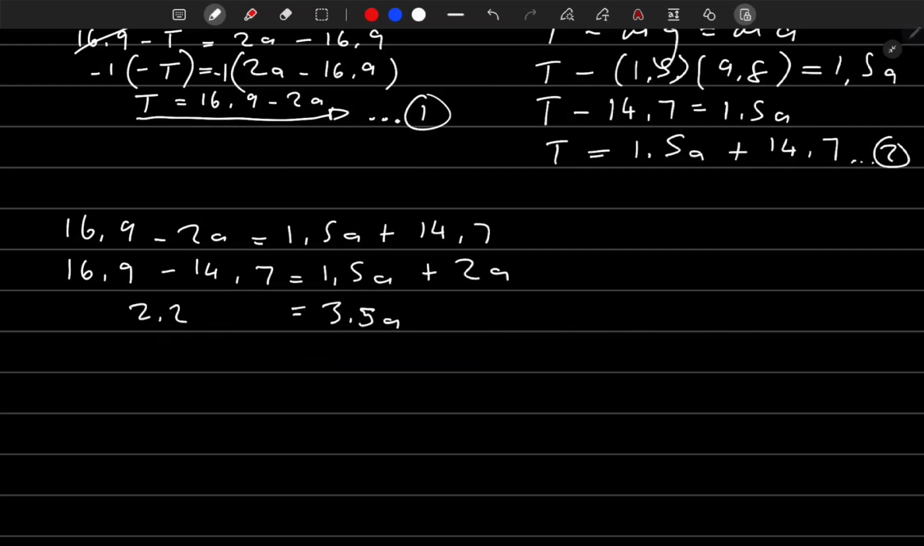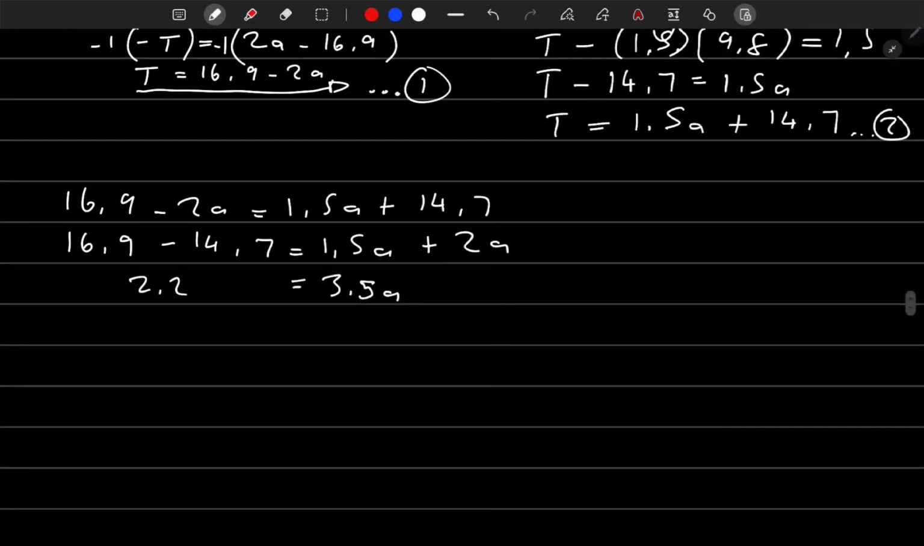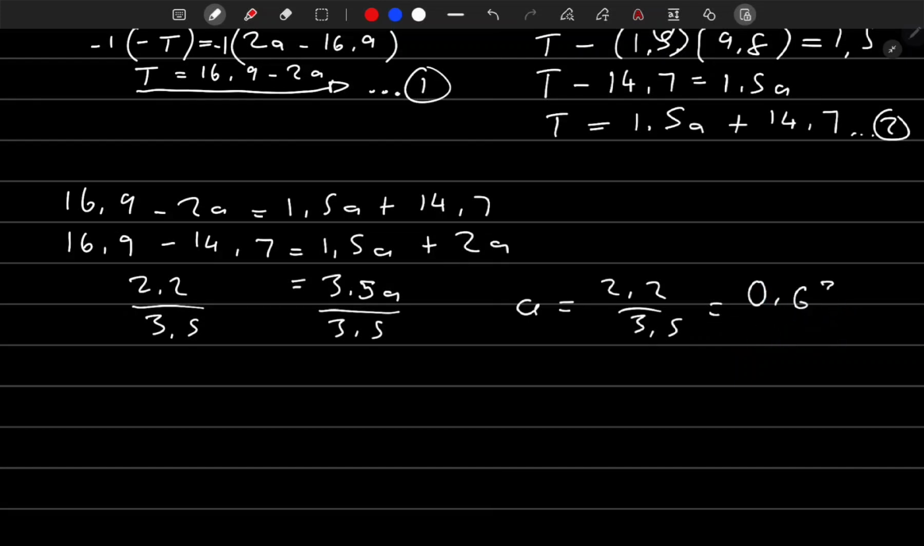Then we want to divide both sides by 3.5 so that we isolate a. And a would be the answer that you get when you say 2.2 divided by 3.5, which is equals to 0.63 meters per second squared. So that's it for this particular problem.